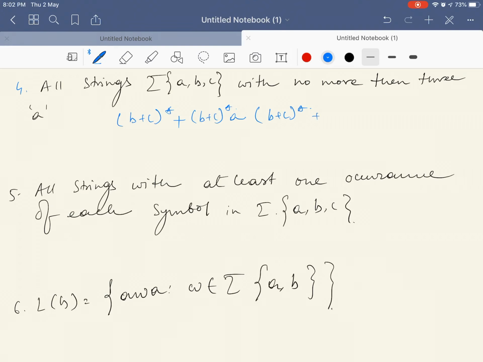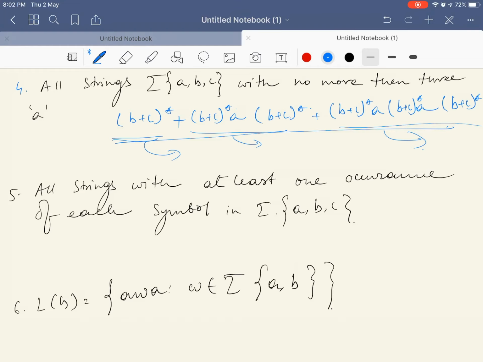Now how to confirm 2 A's? Because it is written no more than 3 A's, that means no A will be allowed, 1 A will be allowed, or 2 A's will be allowed. For 2 A's, before the first A I can write (b+c)*, in between the 2 A's I can write (b+c)*, and after the last A I can write (b+c)*. So from the first one, no A is confirmed, from this one at least 1 A is confirmed, and from this one at least 2 A's are confirmed. And if more than 3 A's are there, that will not be accepted by this regular expression.